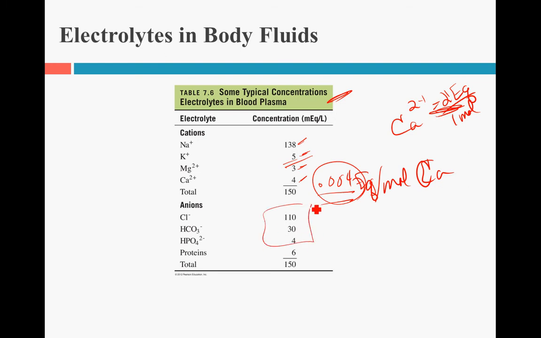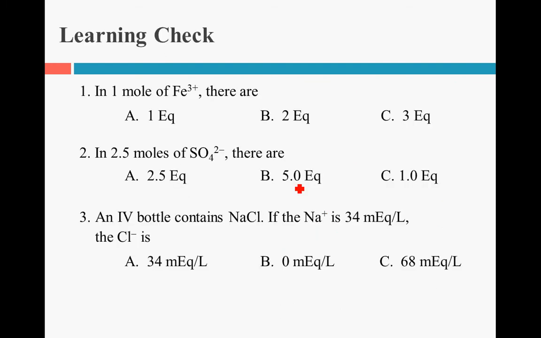Once again, down here, 110. That's for chlorine. That's 0.110 equivalents per mole of Cl minus. That means you have 0.110 negative charges for every mole. Notice that the anions are the same thing as the cations. They have the same amount. Alright, so let's take a look at some practice problems with these.